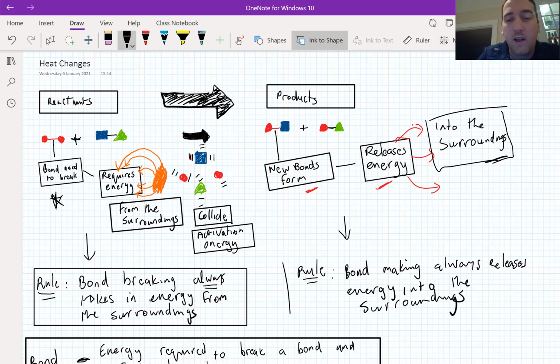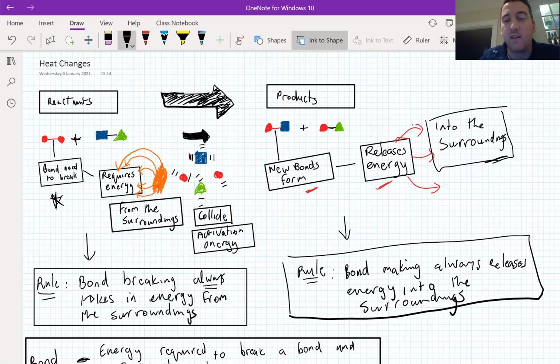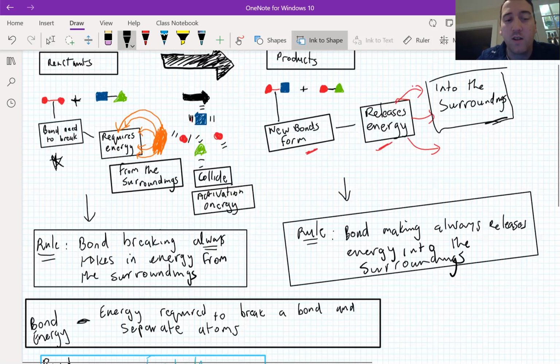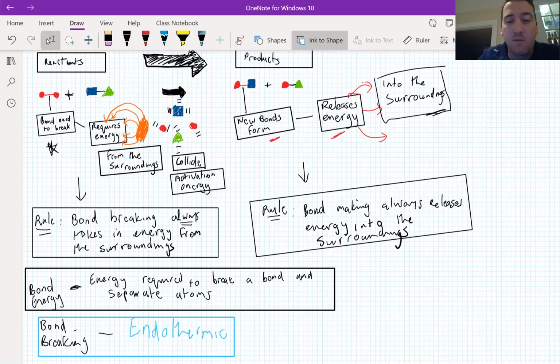Now, if it always releases energy into the surroundings, what type of process is this? Bond forming, what type of process is it? I'm hoping you said bond making or bond forming is an exothermic process. So bond making is exothermic.